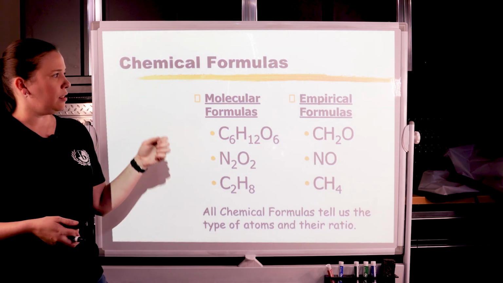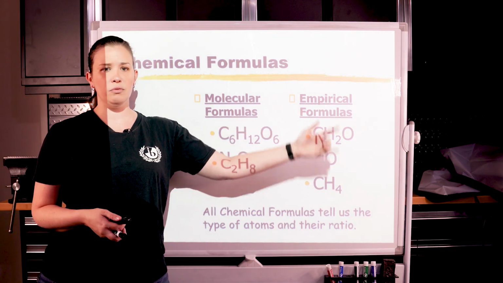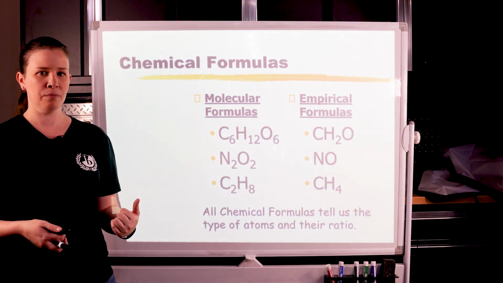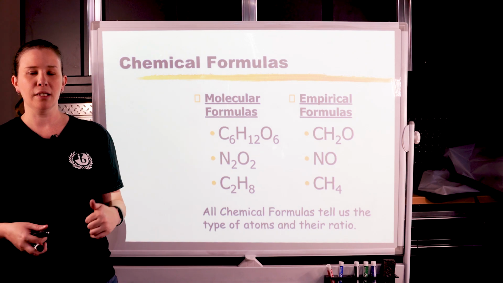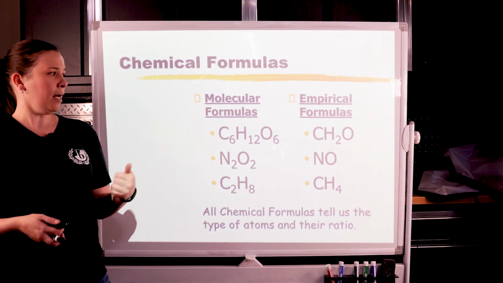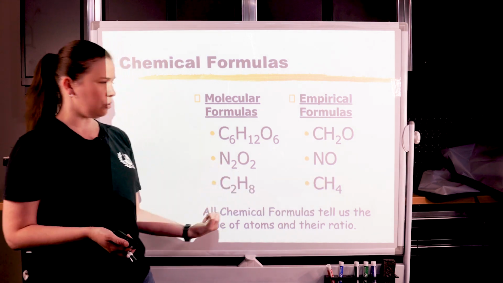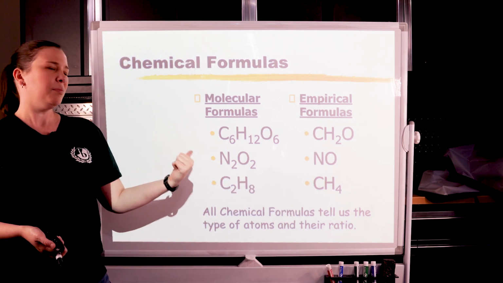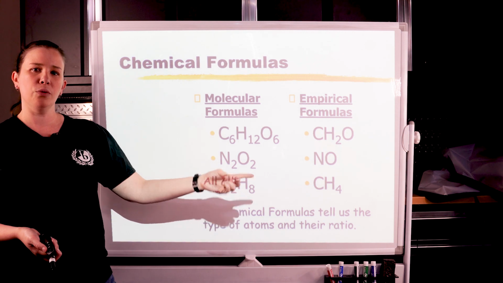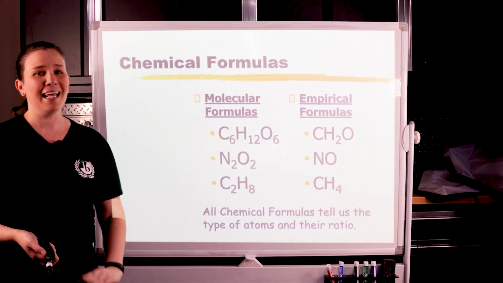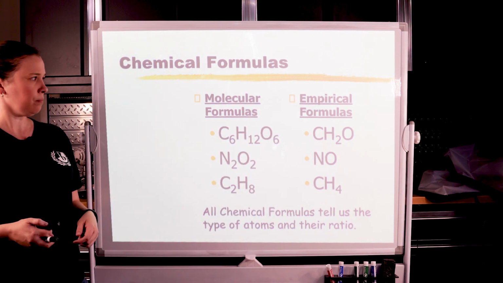Well, basically, an empirical formula is the reduced version of a molecular formula. A molecular formula, on the other hand, is the true formula. So actually, these molecules over here do exist on their own as well, so they could also be considered molecular formulas, but it doesn't work the other way around. In order to be considered an empirical formula, it has to be in the reduced version.